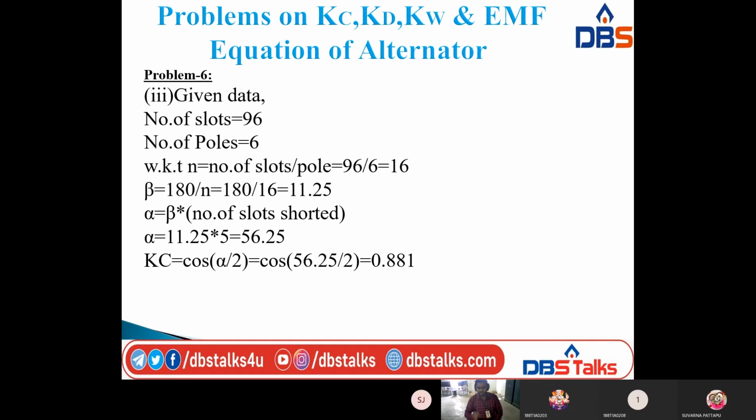Substitute that value into this alpha, that is equal to beta. We have the beta value 11.25 into number of slots shorted, that is 5. So totally we have 56.25 degrees. Substitute this alpha 56.25 degrees into the pitch factor value, that is cos alpha by 2. That is cos of 56.25 by 2, that is equal to 0.881.